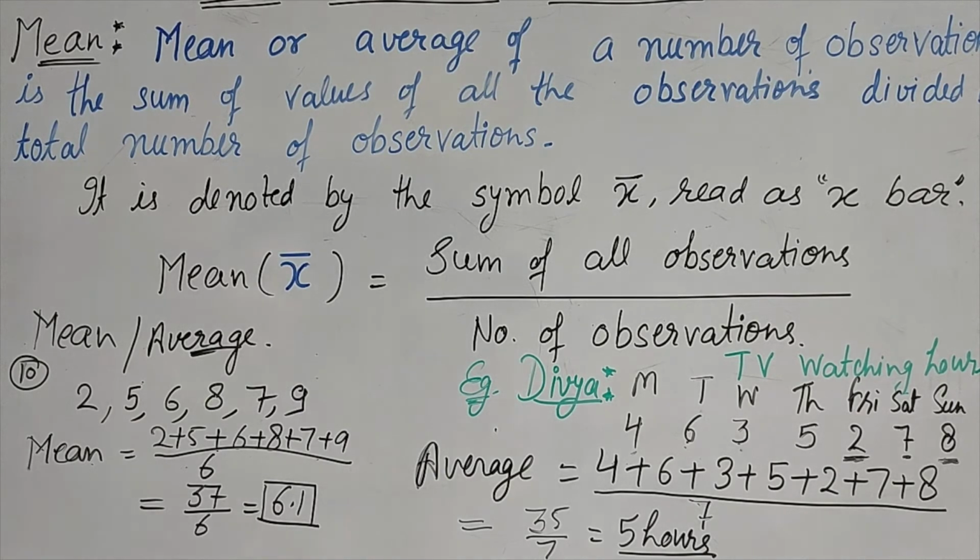Okay? In any test, 2 marks, 5 marks, and in few tests, we worked hard, we got 8, 7, 9. So average is 6.1. Okay, so now you got the meaning of the mean. Mean ka thoda meaning हमें clear हुआ. So now come to the definition.